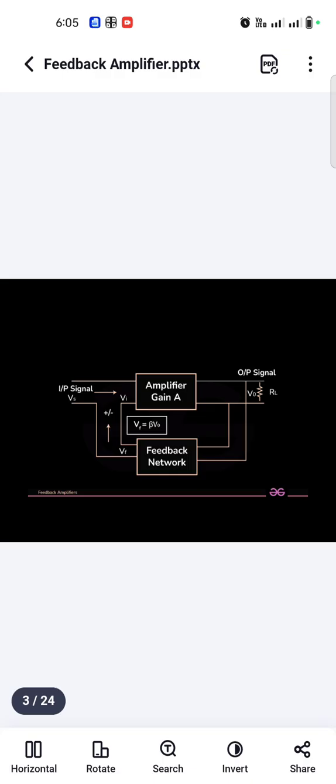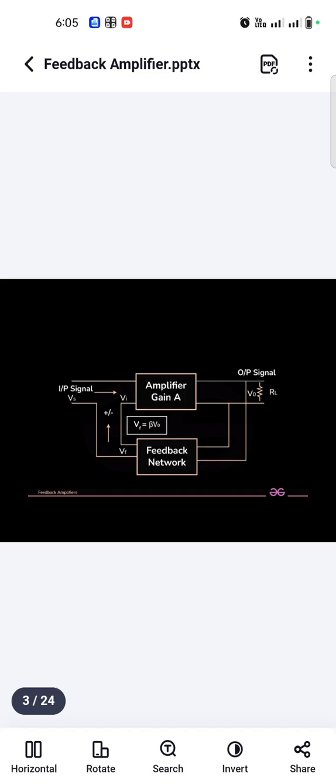Now the second part is the feedback network. As we studied already what feedback is, we will represent the feedback factor as beta. Whenever we use feedback, we simply represent the term as beta. Then the next one is the summing point. What is the meaning of summing point? It combines the input and feedback. They are summed in the summing point.